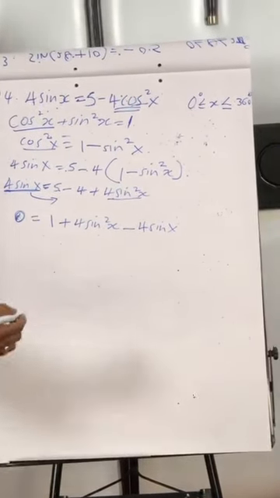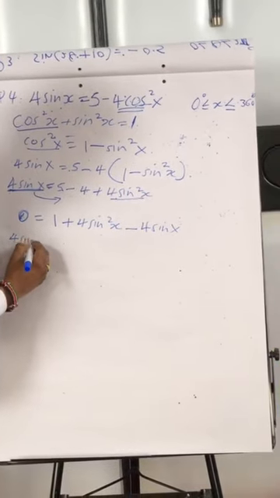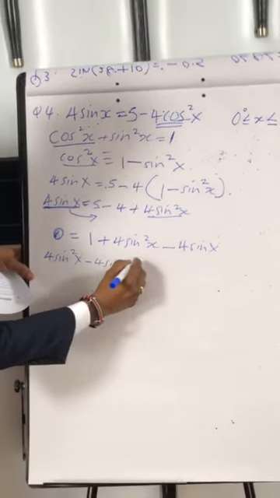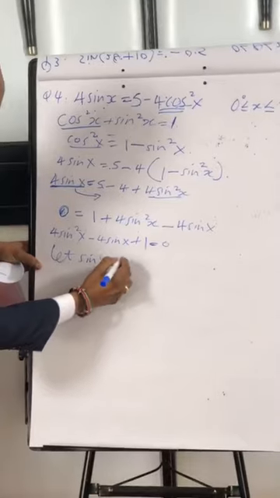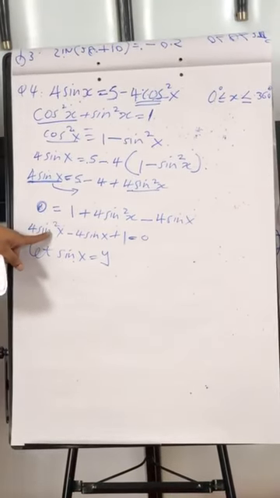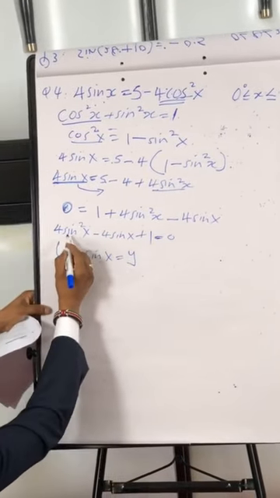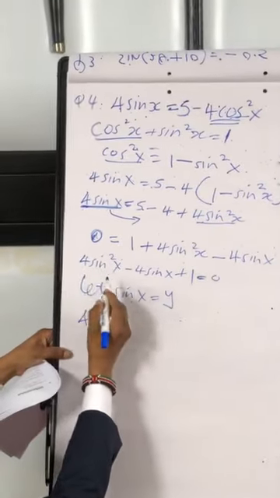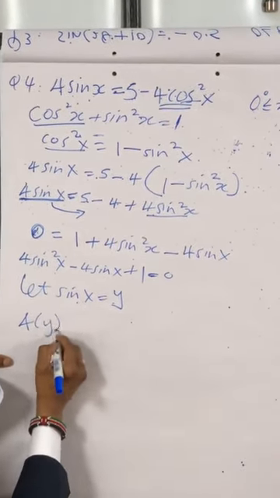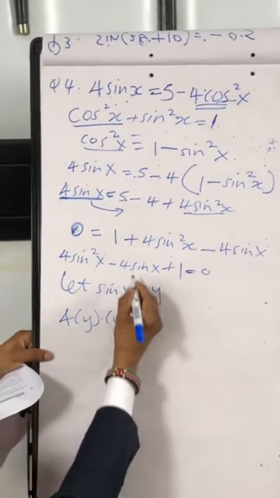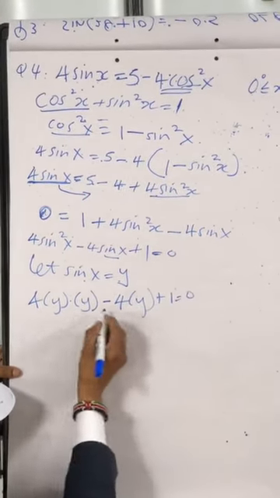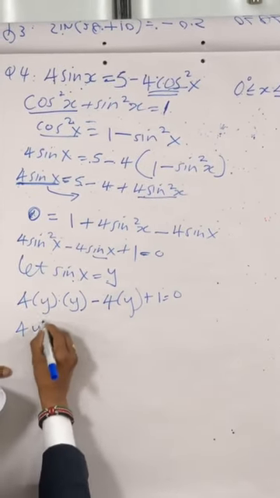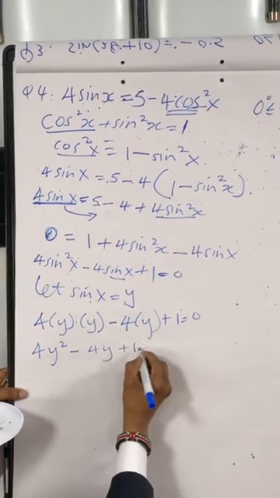So when we rearrange this mathematically, just to make it look neat, you say 4 sine squared x minus 4 sine x plus 1 equals 0. Then we will let sine x equal y. We want to further simplify this. Therefore, 4 times sine squared x is sine x times sine x. When you replace sine x with y, y times again y, minus 4 sine x, which is y, plus 1 equals 0. This gives us 4 y squared minus 4y plus 1 equals 0.